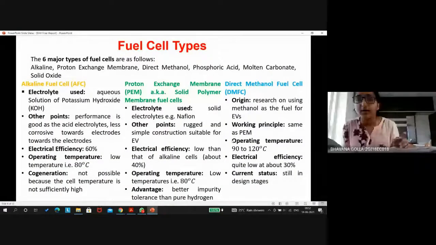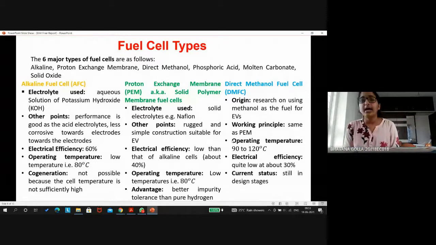Yeah, so the major thing in alkaline fuel cell is that we had to supply pure hydrogen. If there was contamination of hydrogen, then efficiency would not have been there. But here in proton exchange membrane, impurity tolerance for hydrogen is acceptable, but the efficiency is not as high as that of alkaline fuel cell.